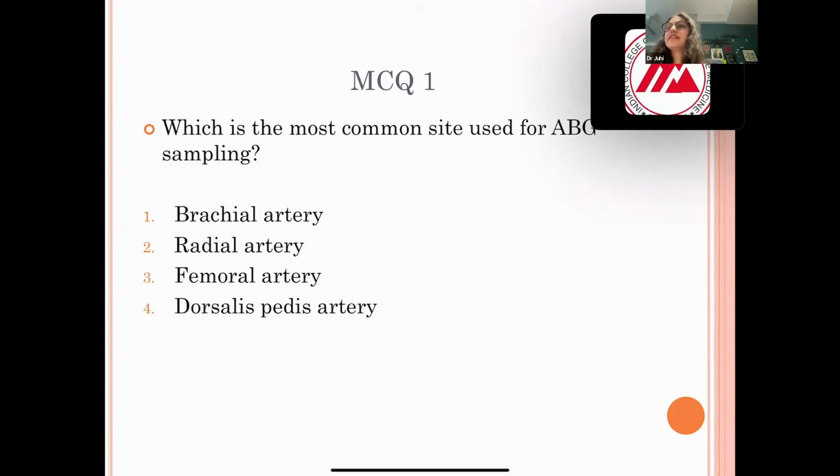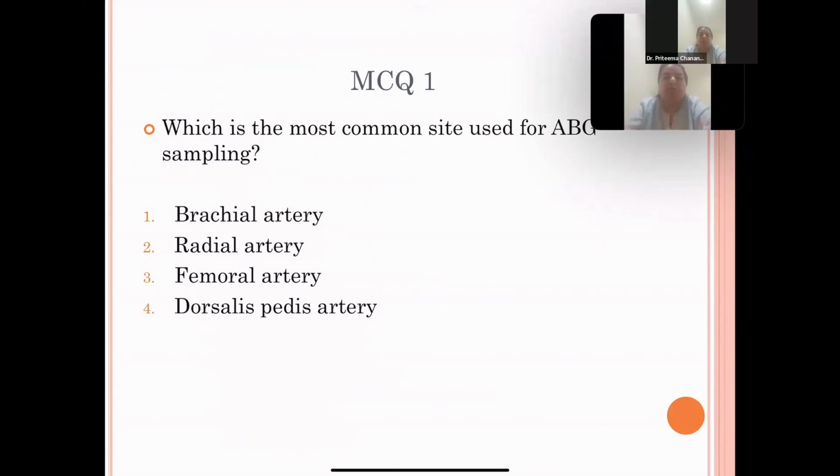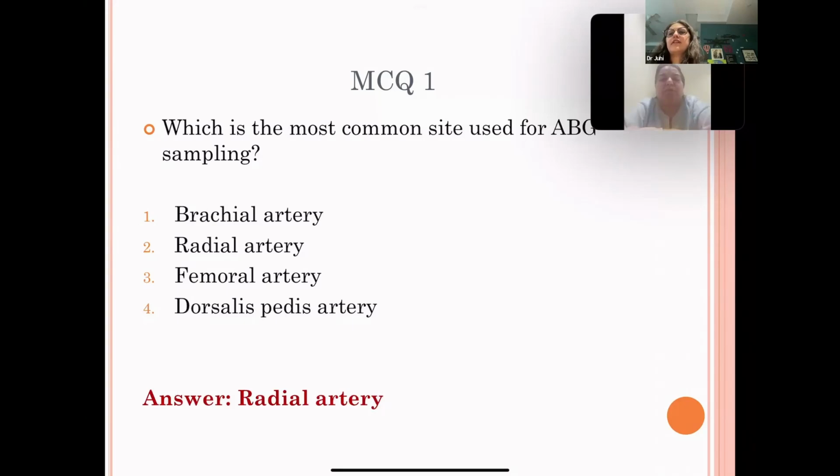Yeah. It's a very simple MCQ. Which is the most common site used for ABG sampling? Brachial artery, radial artery, femoral artery, dorsalis pedis artery? Yeah, I think everybody answered right. Okay. There are 4 students: one is iPhone, and Pavni, Brahmara, and Mansuri. Okay. The answer is radial artery, right? You can take from all the 4, but the most common, because it's the most superficial and easily accessible, we take the radial artery.